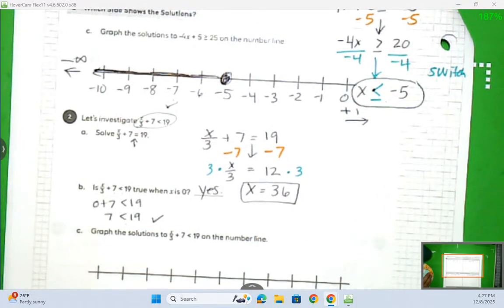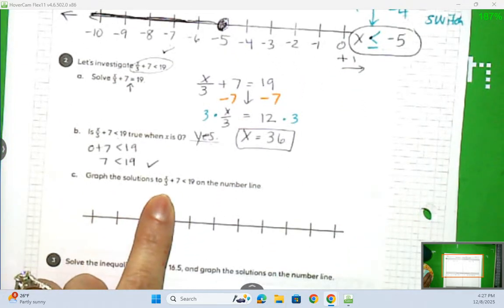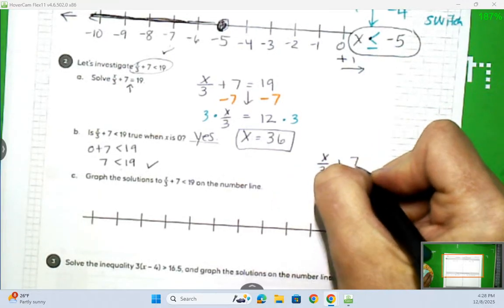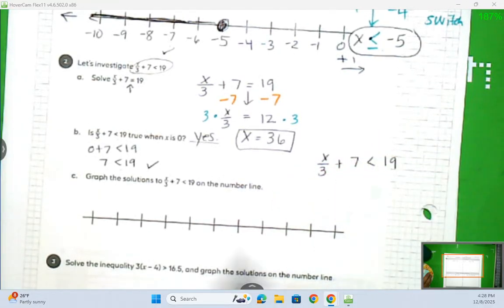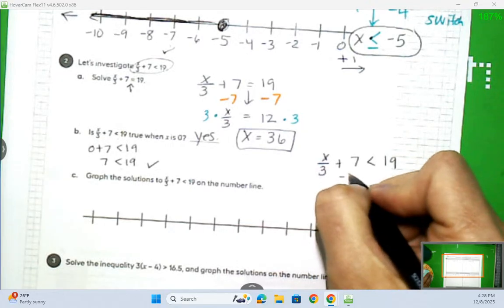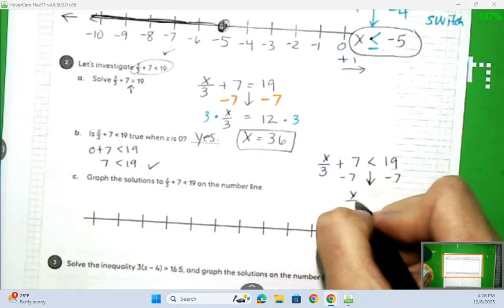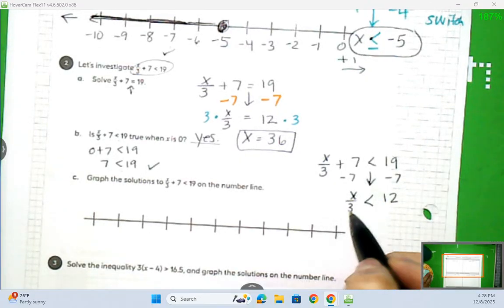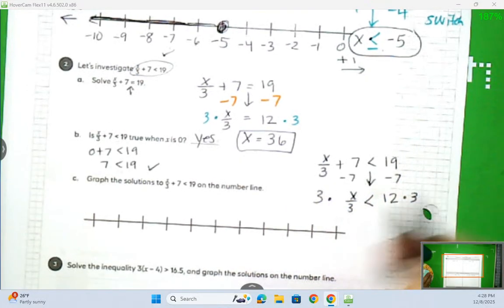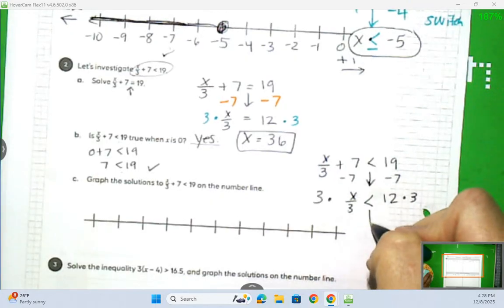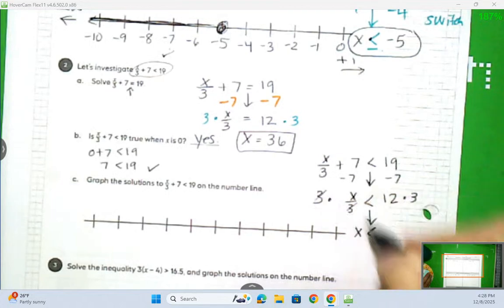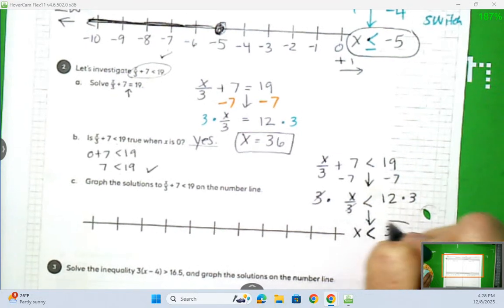Okay, it says graph the solutions for this inequality. So we need to solve this inequality. We have x divided by 3 plus 7 is less than 19. We would do the same steps here. Subtracting 7 on both sides, x divided by 3 is less than 12. And since we are multiplying both sides by a positive 3, positive does not mean opposite, so we do not need to switch the direction of our inequality. We get x is less than 36.